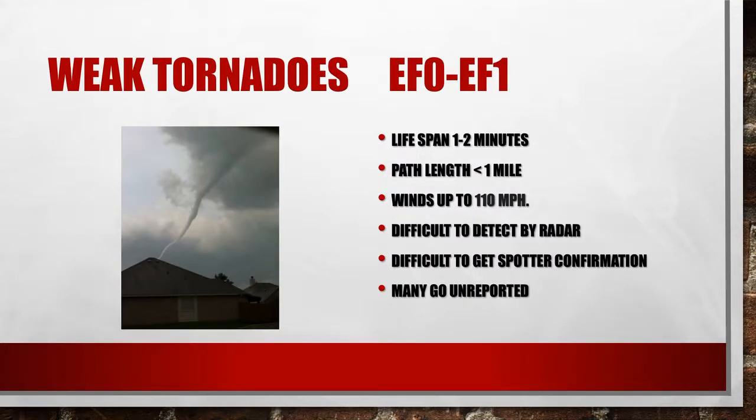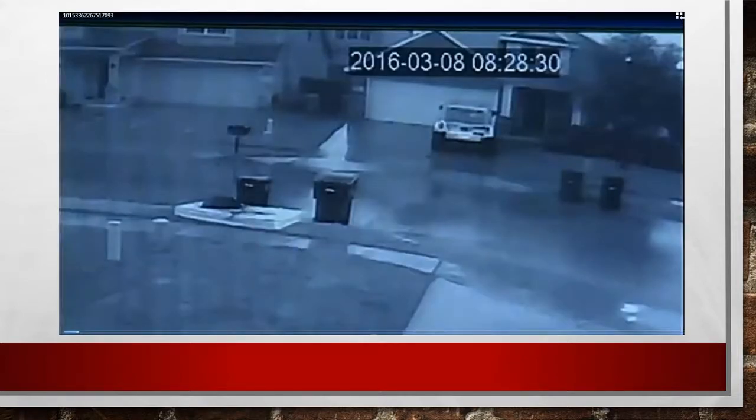So those weak tornadoes, the EF0s and EF1s, typically only last a couple of minutes. They don't stay on the ground very long, and the winds are only about 110 miles an hour. I say only about 110. Well, that's enough to knock shingles off your roof or knock down a fence or move some outdoor lawn furniture around. But in the grand scheme of things, if you're in a house and in a safe place, you'll be okay. These, unfortunately, are difficult to detect by radar. They're difficult to get confirmation of, and many of them go unreported just because they happen so quickly.